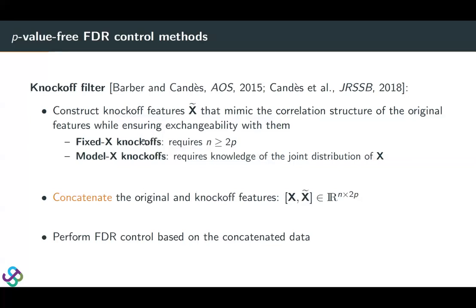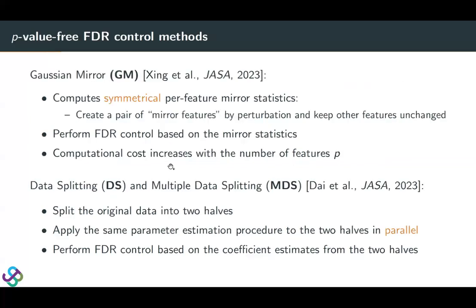The original one is under the fixed design scenario we cover in the class, but it's only for the low dimensional setting. You must have n at least twice as large as p. So it's not a high dimensional setting. For the high dimensional setting, model-X knockoff is used, but its generation is quite complicated. So basically, this knockoff idea is to work with concatenated data, not the original data.